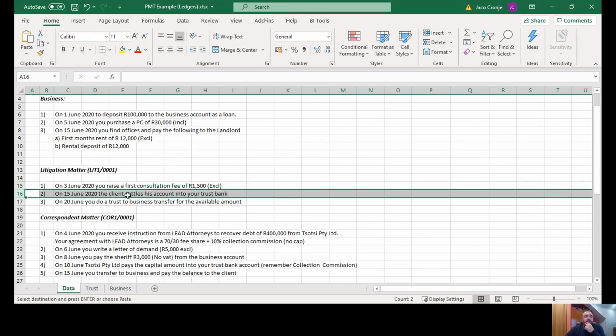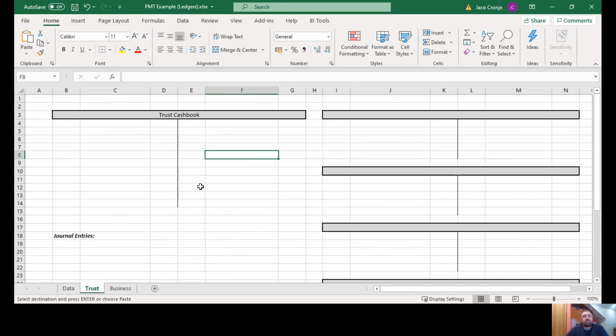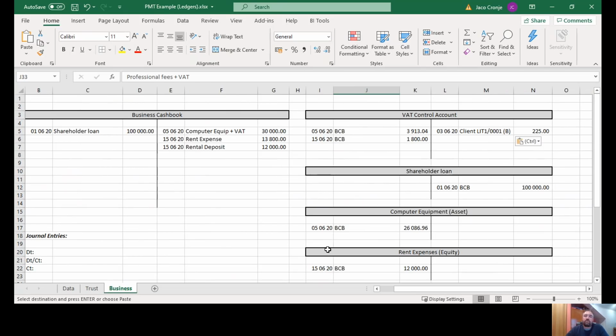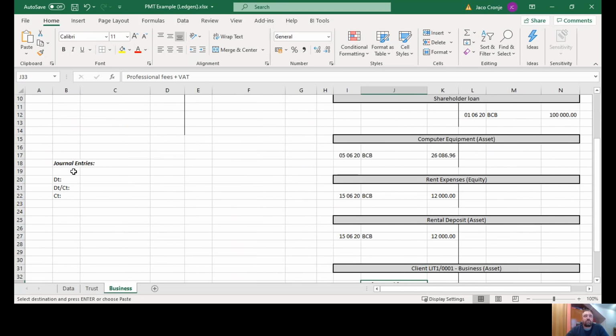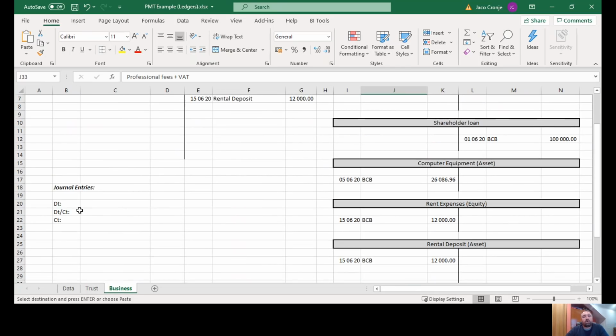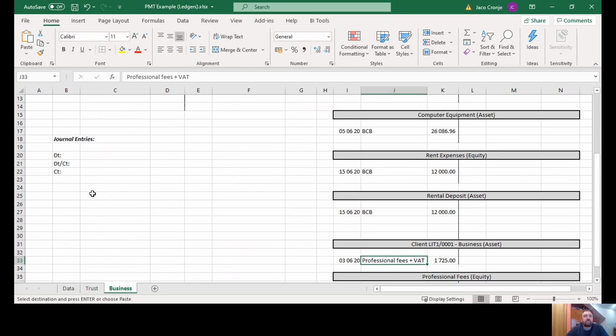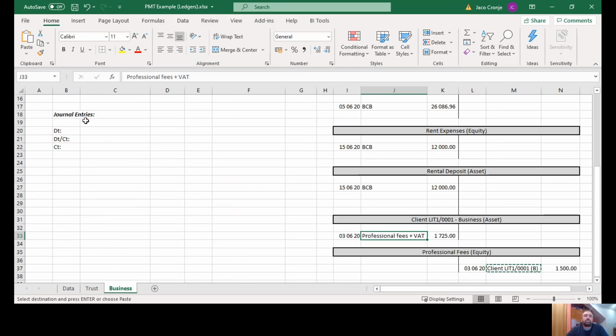Now, on 15 June 2020, the client settles his account into our trust bank. So now for the first time, if I ask you the question, is this transaction trust or business? You are going to answer trust. Is there a flow of cash for this? Oh, sorry, I actually forgot a step now because we've got to go back and do the journal entry. Now, in the assignment, there's no marks allocated to the journal entries. So if you do only this step, that's fine. You will get your marks. But for completeness sake of the ledger, I'm going to go back and do the journal entries.